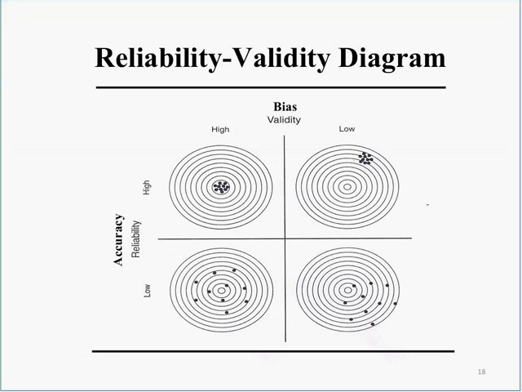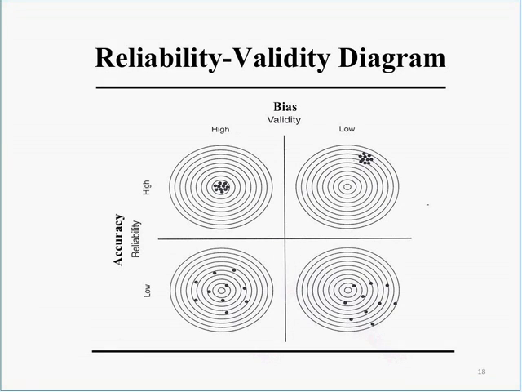When the bias or the validity is high and the accuracy is high, you end up with a very, very tight pattern, a pattern that says we're very, very accurate, and there's not much variation built into it. On the other hand, if you go across to the right side of the diagram, up in the top, where we're talking about low validity, but still high accuracy, we have this tight pattern, tight grouping, but they're located way, way off center.